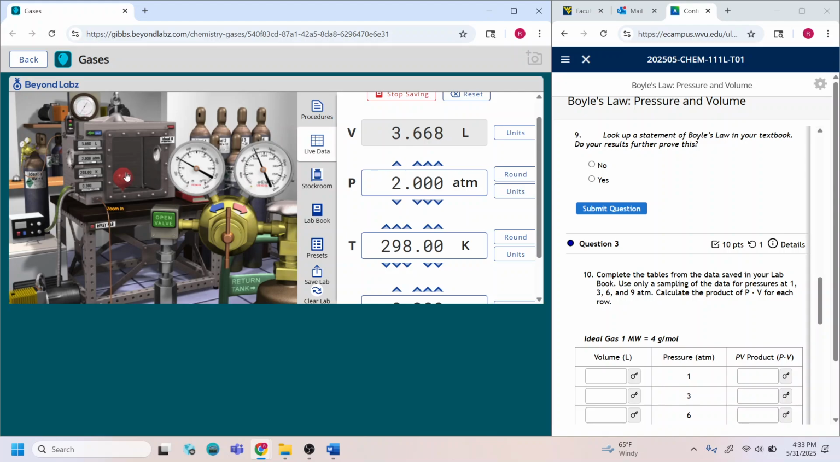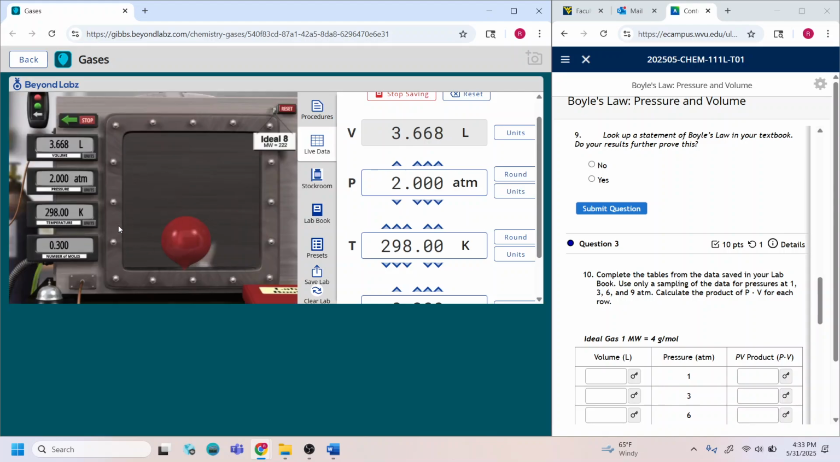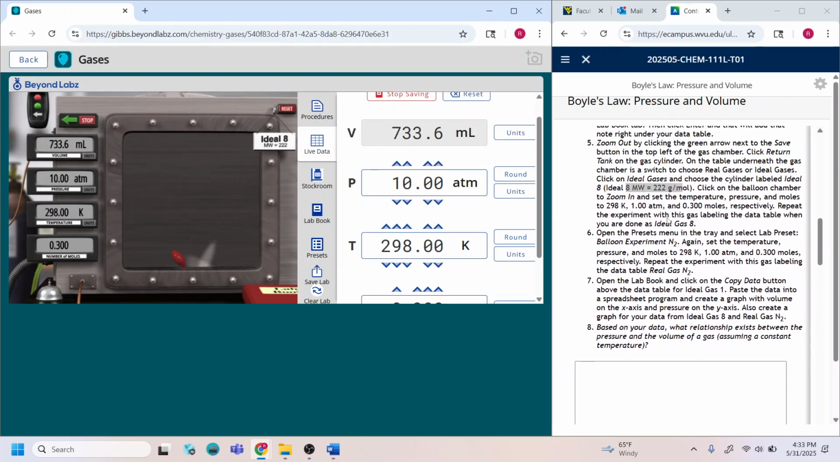Notice that the volume is decreasing. You can go ahead and zoom into the balloon, and you can easily see that the volume is decreasing. This is pressure 3, 4, and as you go all the way until it reaches the pressure of 10 atmosphere. So this is going to be for ideal gas number 8.